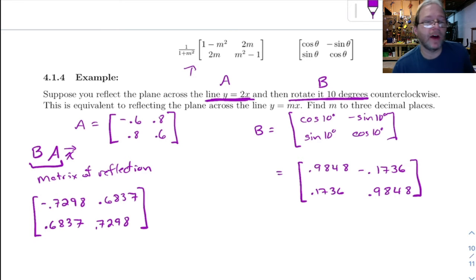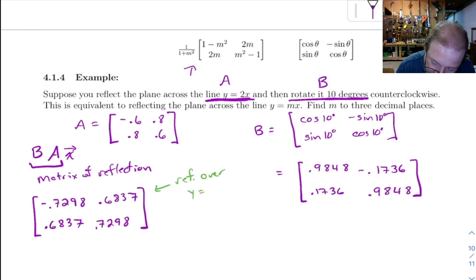And if they just told us to find the reflection matrix, we'd be done. Unfortunately, it says figure out what the m is for this. This is the reflection across or over y equals mx. So to solve for this, what we need to do is come back up here and look at 2m over 1 plus m squared is equal to this. And then m squared minus 1 over 1 plus m squared is equal to that. So we've got a couple of equations to solve, and both of them are quadratic.